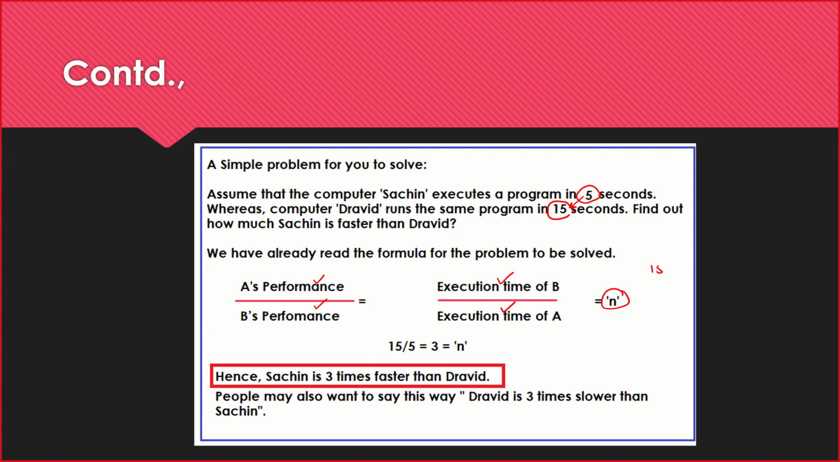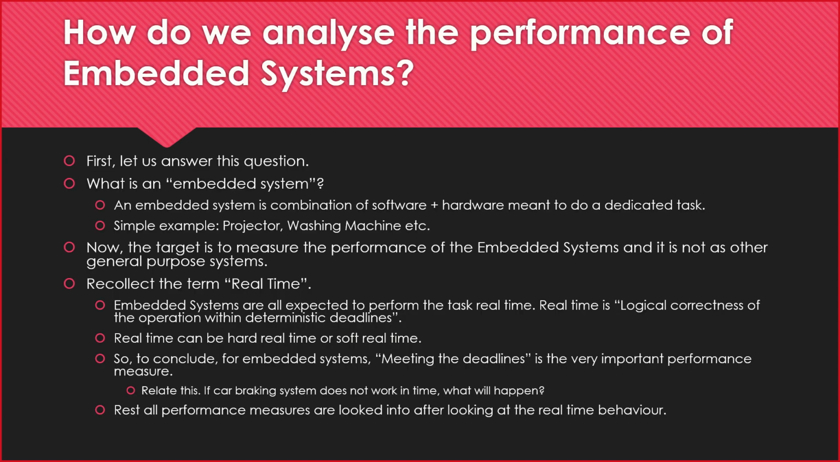So 15 by 3 will get you 5, and 15 by 5 will get you 3, and that's the N. Do you understand all this till now? I think it is easy up till now. So we'll go ahead with the next topic which we have to complete today.